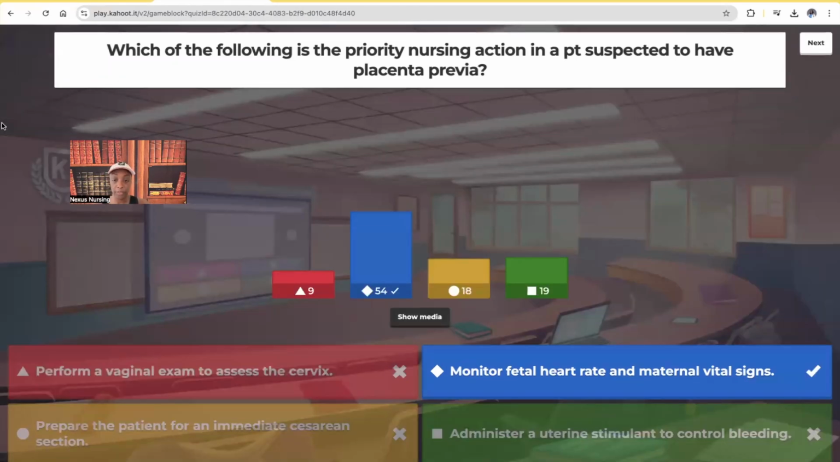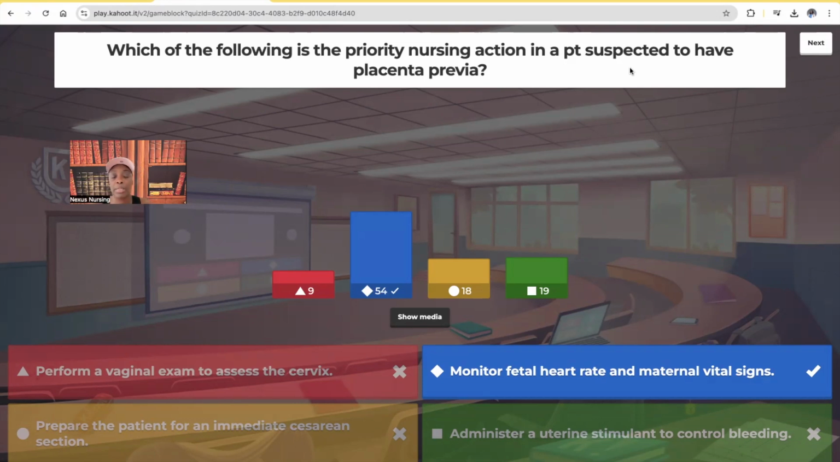Very good. Monitor fetal heart rate and maternal vital signs. Guys, across the board, the rule of thumb is you go from least invasive to most invasive, right? How do you know that you have to prepare the patient for a C-section when you have not even assessed the patient to see what's wrong? Look at the question. Which of the following is the priority nursing action for a patient what? Suspected of having placenta previa. The first thing you're going to do is get information. How are you going to get information? By assessing your patient, assessing the fetus, getting information. You're going to monitor the fetal heart rate and the maternal vital signs. You're going to assess the patient and you're going to assess the fetus.